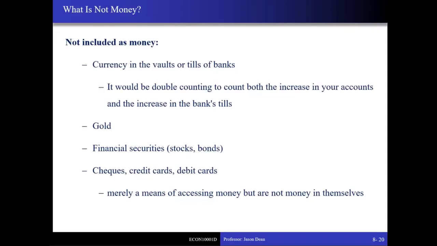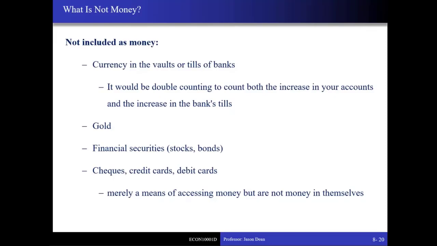Financial securities like stocks and bonds, those you can't use to immediately buy something. We generally don't consider those money. Checks, credit cards, or debit cards, in and of themselves, they're not money, right? What is a check? A check is just instructions to do a transfer. If I write a check to you, all the check is, is instructions to my bank to take my money in my demand deposit and transfer it to yours. And that's where the money is. That's the money. The check is just instructions on how to transfer the money. So a check itself is not money, right?